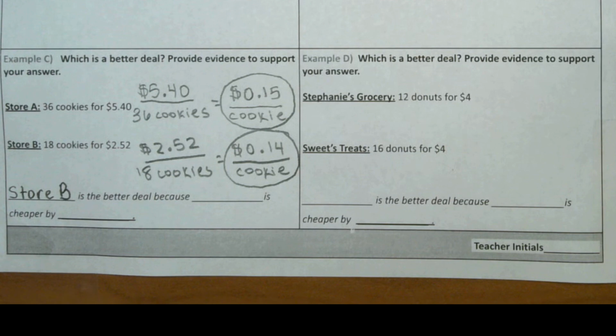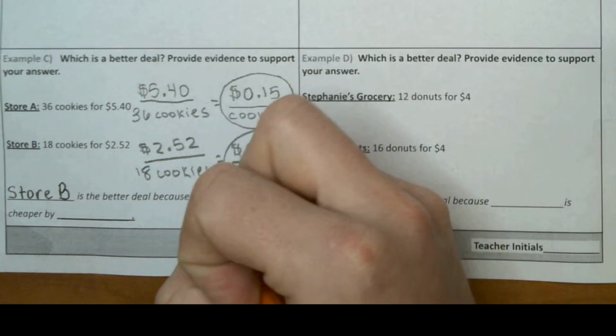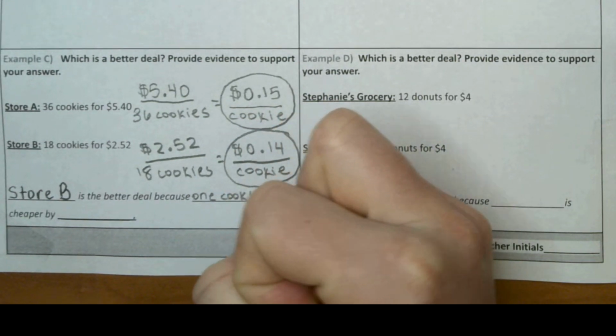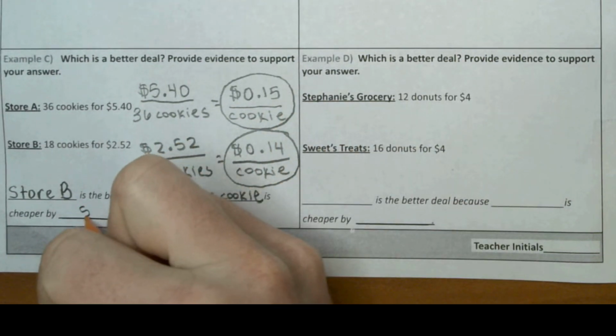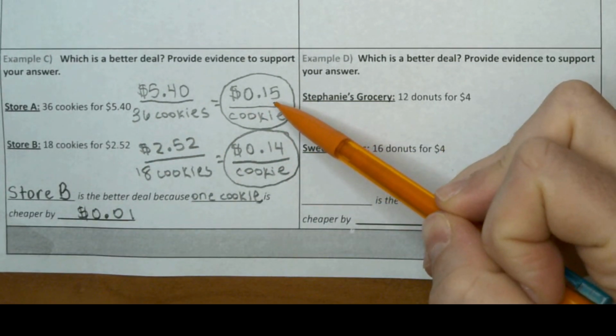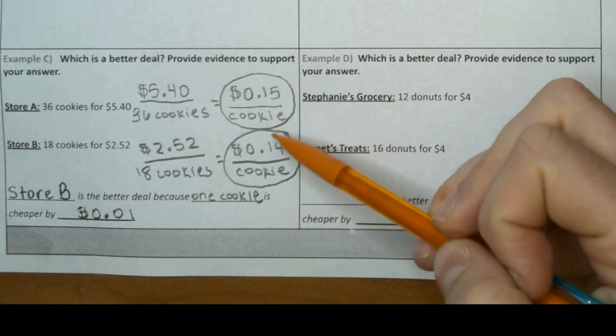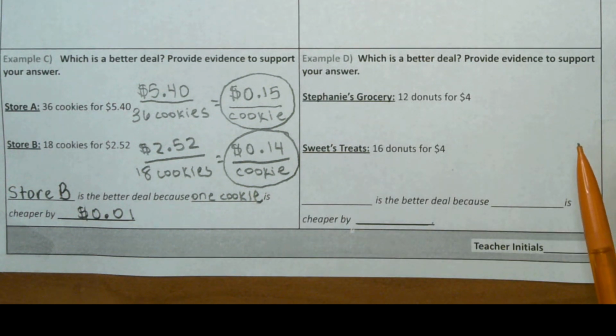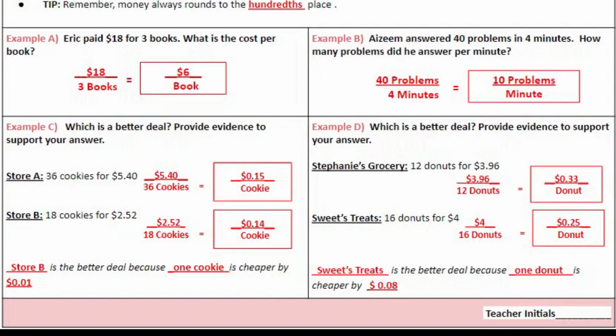Because one cookie is cheaper by 1 cent. Okay, 15 cents is 1 cent more than 14 cents. You could also just subtract these to figure that out. So go ahead and pause the video and then complete example D on your own. Pause the video, check your work for example D, fix any errors, and then flip the page to page 2.